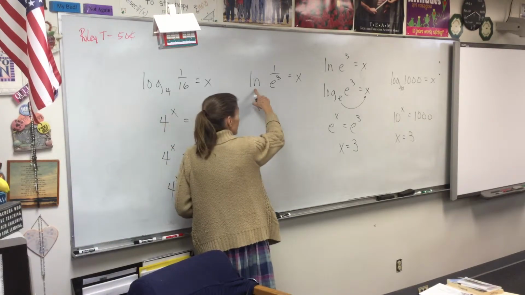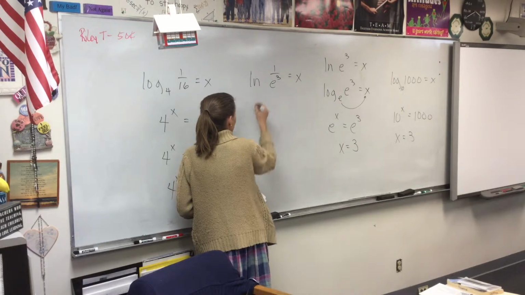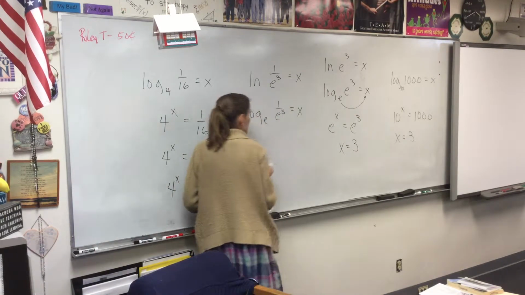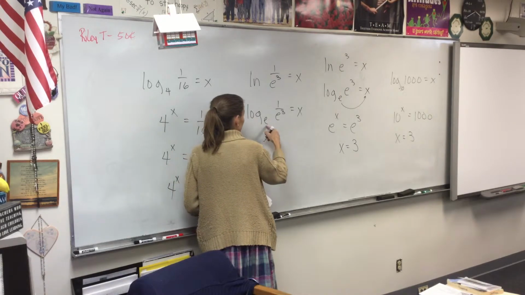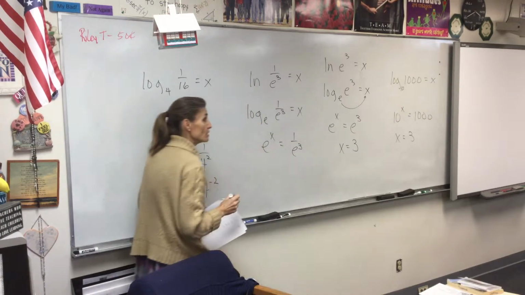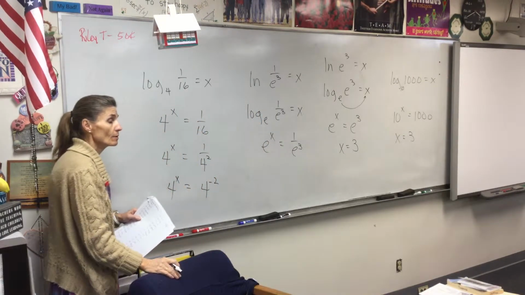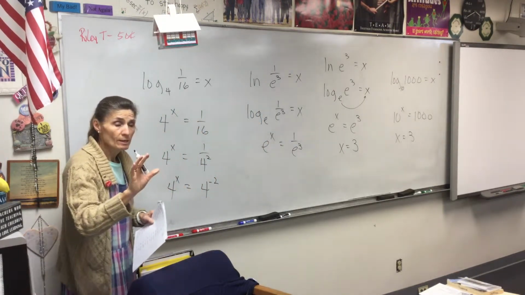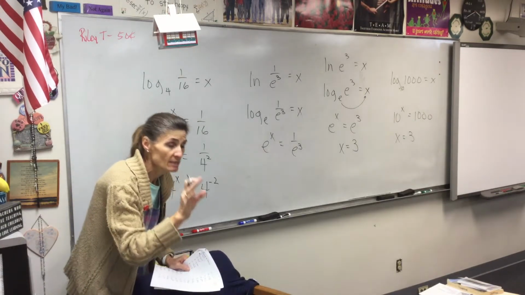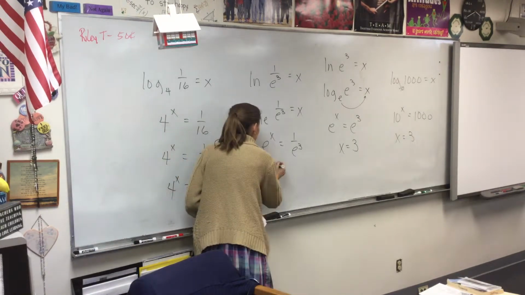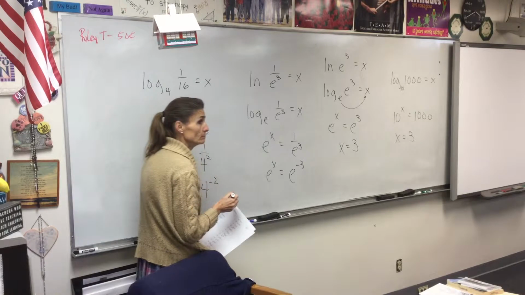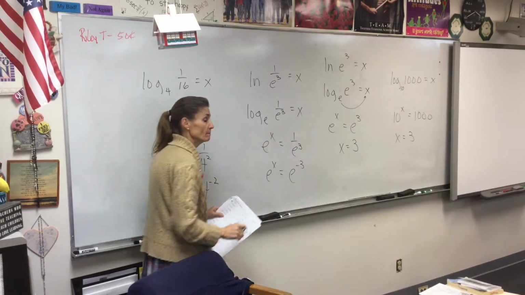What's this a symbol for? Base e. So let's translate it. 1/e cubed. And I got another 1 over. What does a 1 over mean? There's been a negative exponent. So e to the x is e to the -3rd. X equals -3.